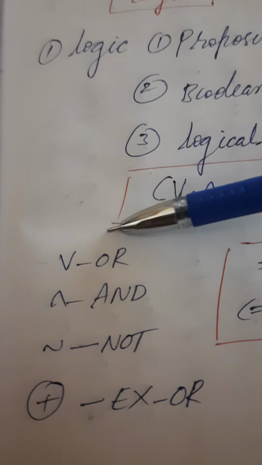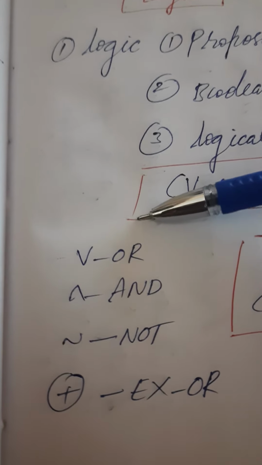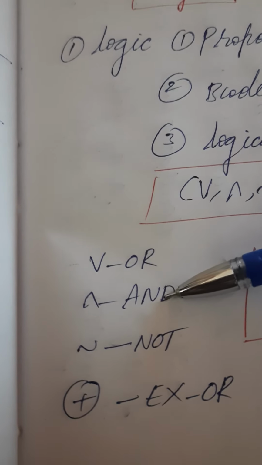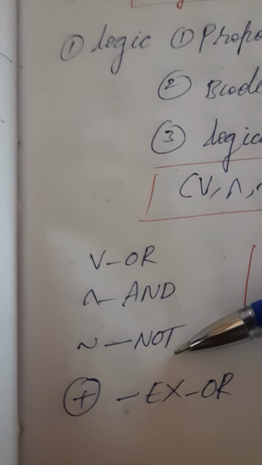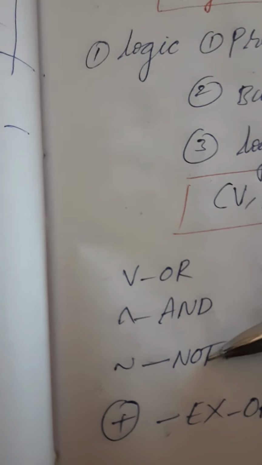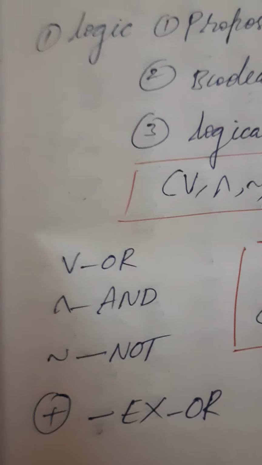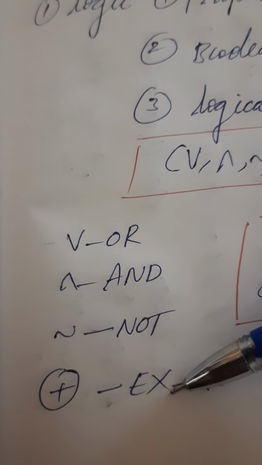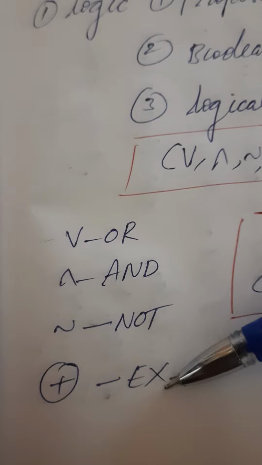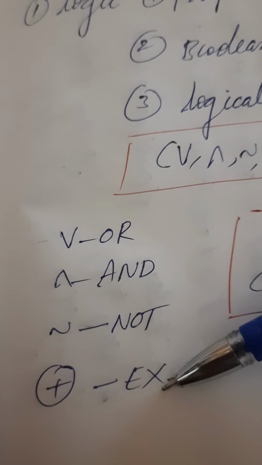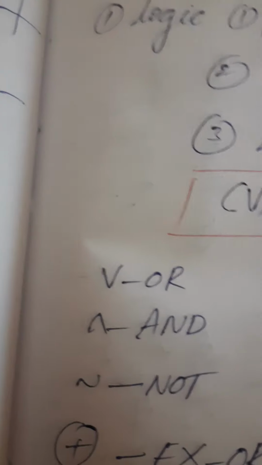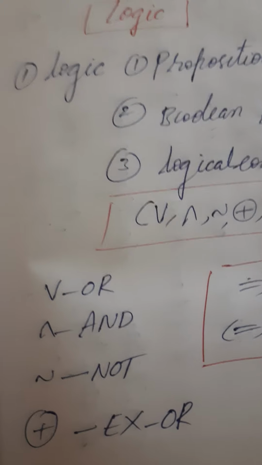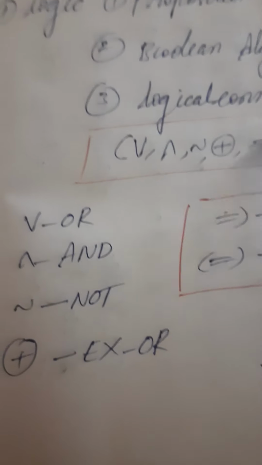OR means if any one is true, then the conclusion will be true. In the AND gate, we know if two statements are true, then only the conclusion will be true. What is NOT? If A is true, then NOT A is false. Like that we can say. What is XOR? In the XOR gate, if one is true and another is false, then the conclusion will be true. If both statements are true, or both statements are false, then it is false in XOR.